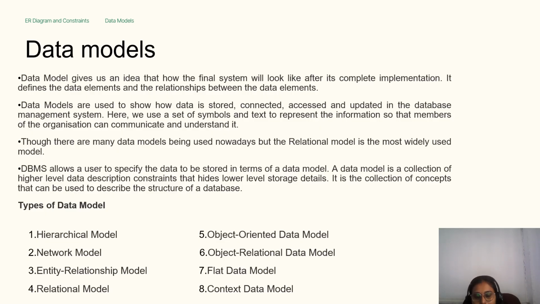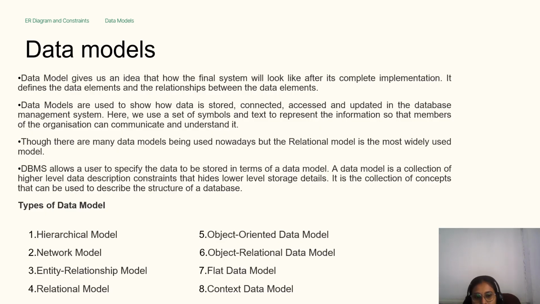Here we use a set of symbols and text to represent the information so that the members of the organization can communicate and understand it. Though there are many data models being used nowadays, the relational model is the most widely used. A DBMS allows a user to specify the data to be stored in terms of a data model. A data model is a collection of higher level data description constraints that hides lower level storage details. It is a collection of concepts that can be used to describe the structure of a database.